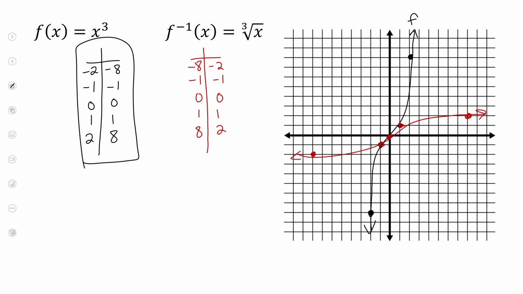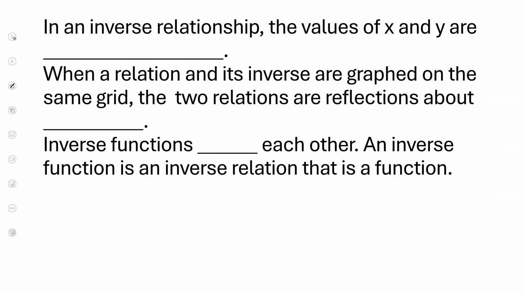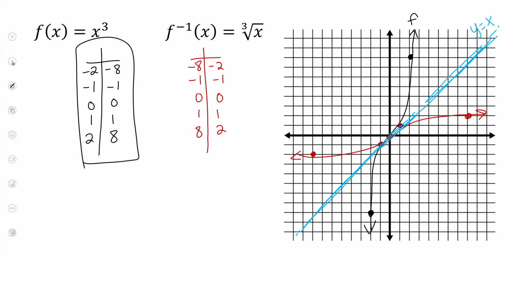And notice, guys, these are inverses of each other. That means whenever you graph an inverse, it's going to reflect across this line. Sorry, not vertical, diagonal line. Do you guys know the equation of this line? Perfect. Y equals X. All right, so in an inverse relationship, the values of X and Y are, what did you put? Good. They are switched.